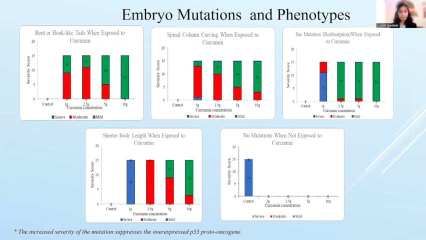Here I graphed based on mild, moderate, and severe mutations. The severity of the mutation increasing represents an increased inhibition of the p53 proto-oncogene that is overexpressed, which also demonstrates that in cancer cells, if curcumin was exposed, they would not be able to divide because the p53 proto-oncogene would be suppressed and the cell signaling pathway would be more regulated, not allowing for the mutated cell to continue to divide and proliferate.